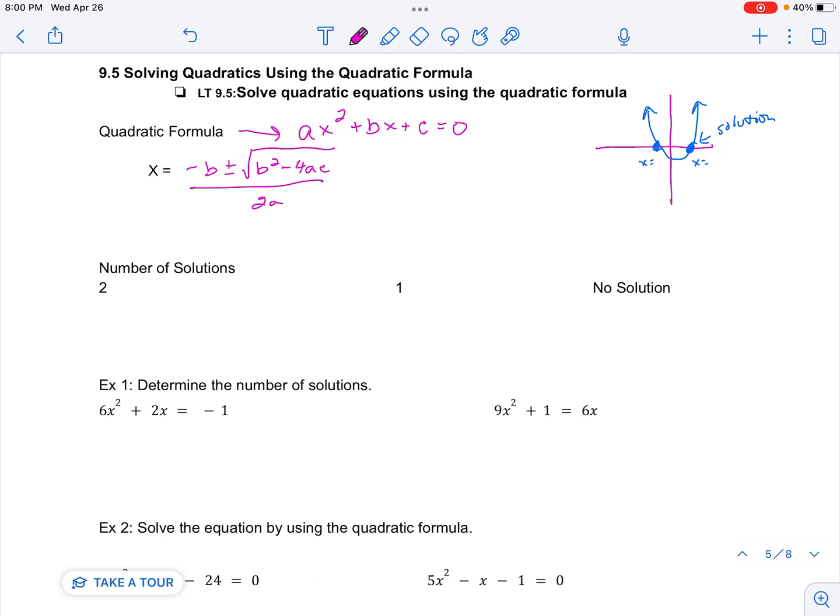And boy, I love singing on my videos here. So here it goes. X equals negative b plus or minus the square root of b squared minus 4ac all over 2a.